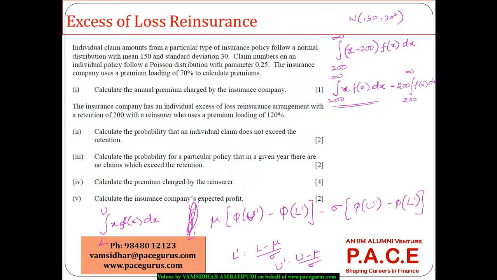So this part I can simplify, and this also comes out as 200 times 1 minus the probability of x less than 200, or you can say the probability of x greater than 200, which is 1 minus the probability of x less than 200, which we have already computed as 0.95. Now this part gets simplified using this formula.